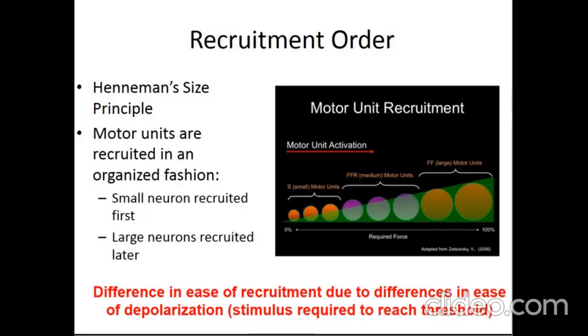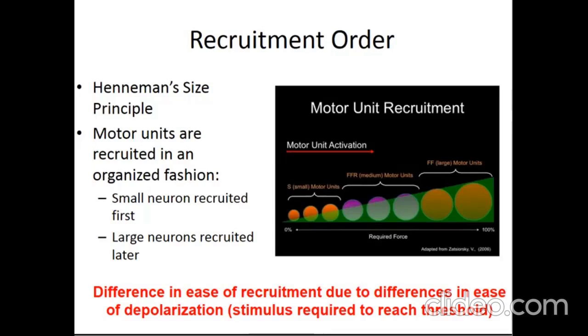So as the intensity of contraction or force requirement increases, we start to recruit bigger motor units composed of type 2 fast twitch fibers. And the reason for this order is due to motor neuron excitability. So it's easier to recruit a small motor neuron compared to a larger motor neuron.